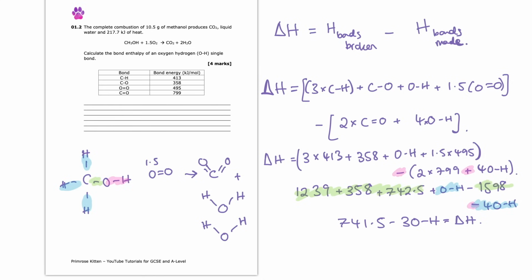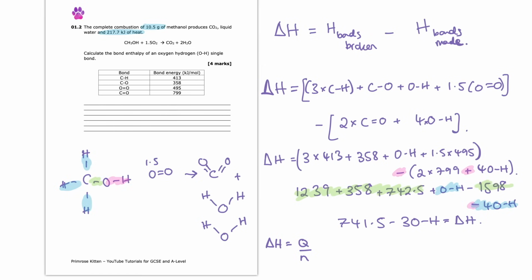So we need to ask ourselves, well, how can we do that? What other information do we have? If we go to the very first line in the question, we're told the mass we have of methanol, and we're told the heat given off by that. And we can use that to calculate the enthalpy change, because remember that delta H is equal to Q over N.